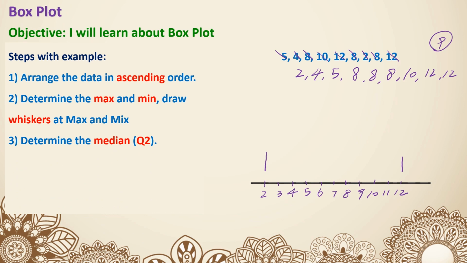Step 3, we're going to determine the median. There are 9 numbers in total right now, so let's start counting. 1 pair, 2 pairs, 3 pairs, 4 pairs. Then we have the middle number left, which is 8. So that is going to be my median, which is also called Q2.